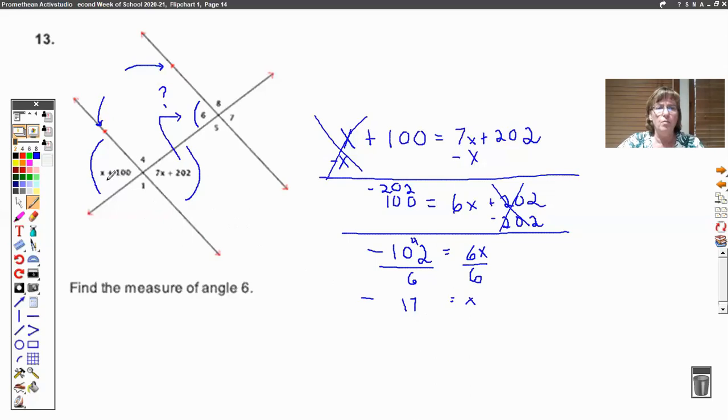So it doesn't matter which one you put this back into because they're both the same. This equation actually looks easier to solve. So I'm going to put it in here. So I'm going to substitute negative 17 plus 100. Well, one's positive, one's negative. So I'm just going to subtract 17 from 100. And I'll have to borrow. 10 minus 7 is 3. 9 minus 1 is 8. And I know that the measure of angle 6 is 83 degrees.